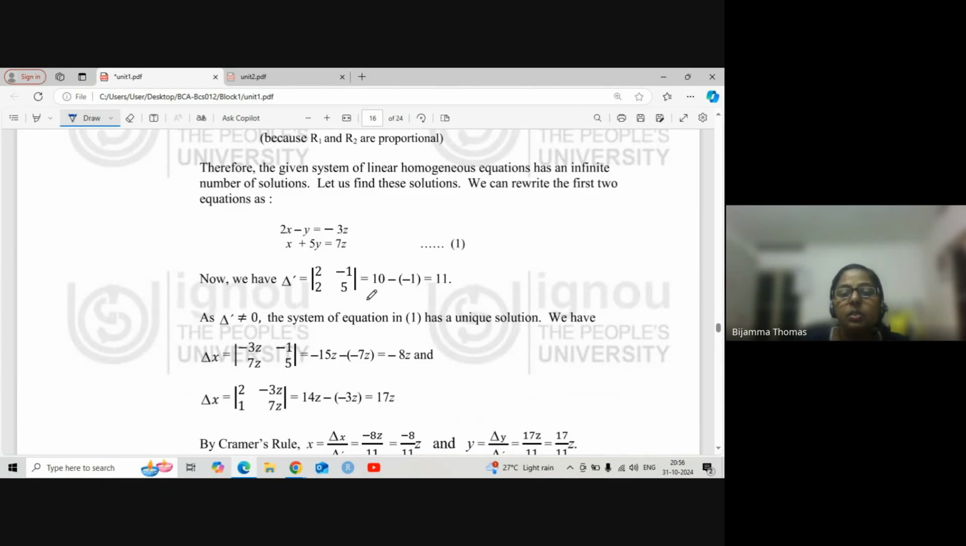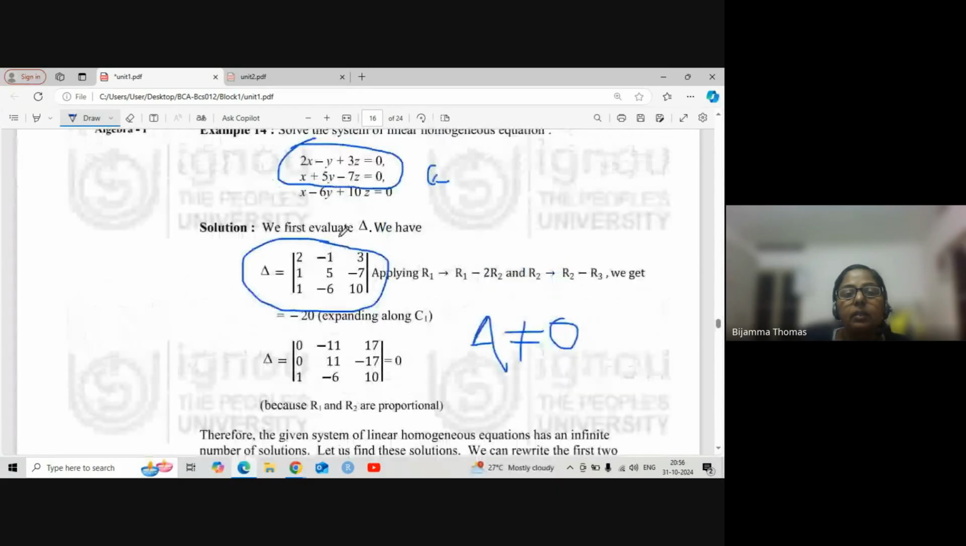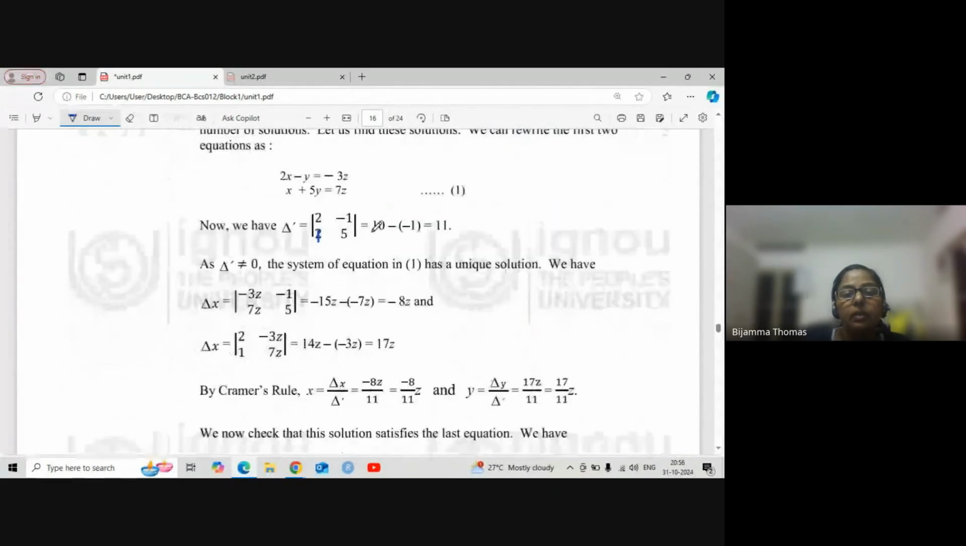By using Cramer's rule, first identify the delta value. Delta equals 2, minus 1, on the left side; we consider only the left side. So this is not 2, this is 1, 5, right? There may be some printing mistakes, you correct it. The equation is x plus 5y equal to 7z. So it will be 2, minus 1, 1, 5. Identify the value of this; it is not equal to 0.